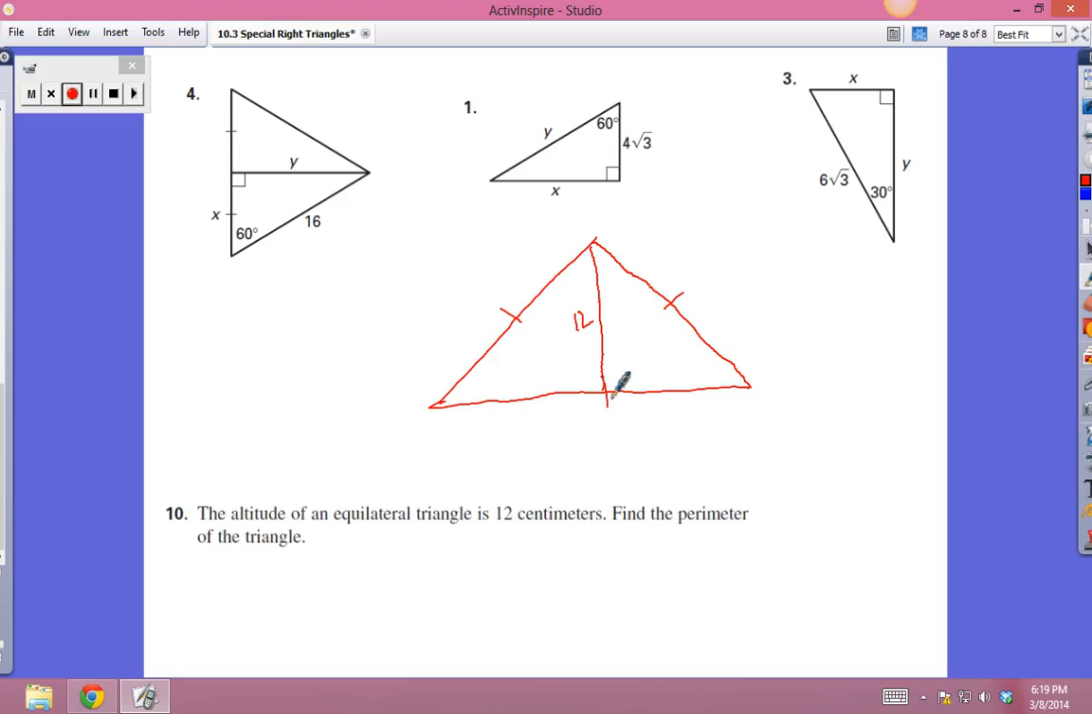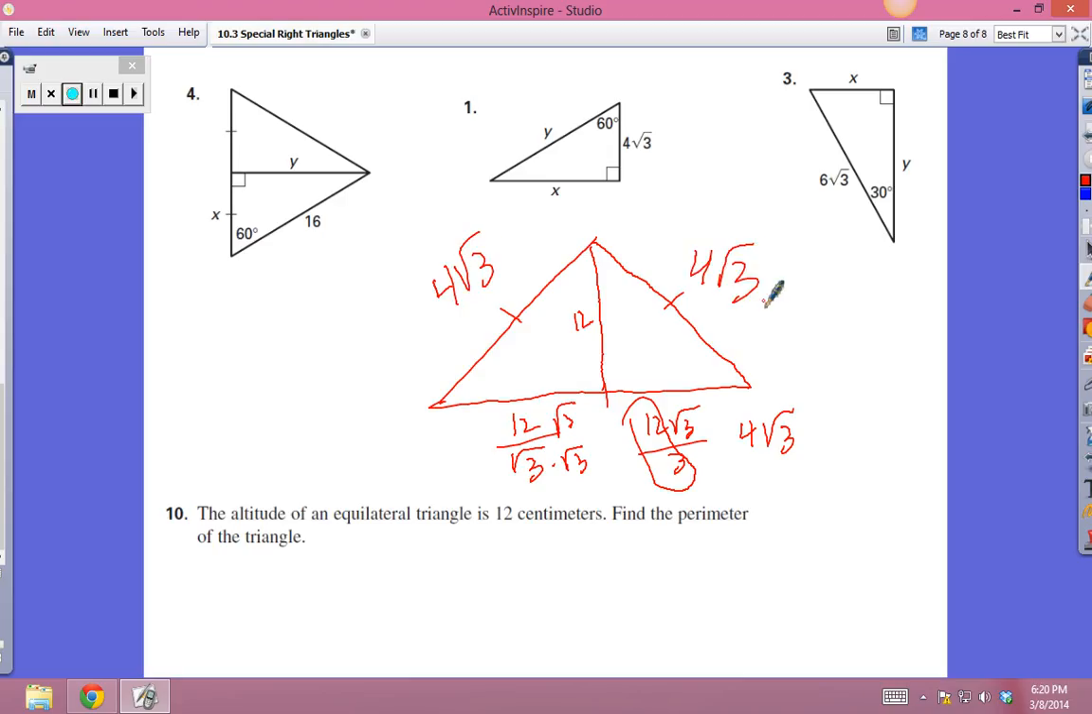So if they've given me the altitude, this is like type 3. I'm going to go from the altitude to these little guys cut in half, and it's going to be 12 divided by square root of 3. And then I'm going to times the bottom and the top by square root of 3. So it's going to be 12 square roots of 3 over 3. And then 12 divided by 3 is 4 square roots of 3. So each of these 3 sides is 4 square roots of 3.